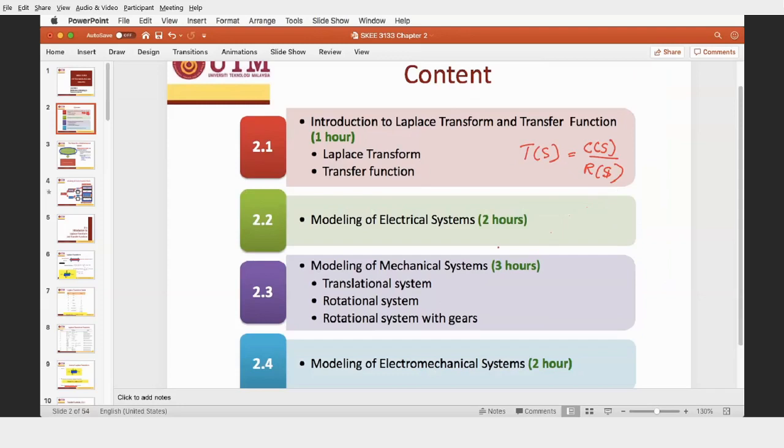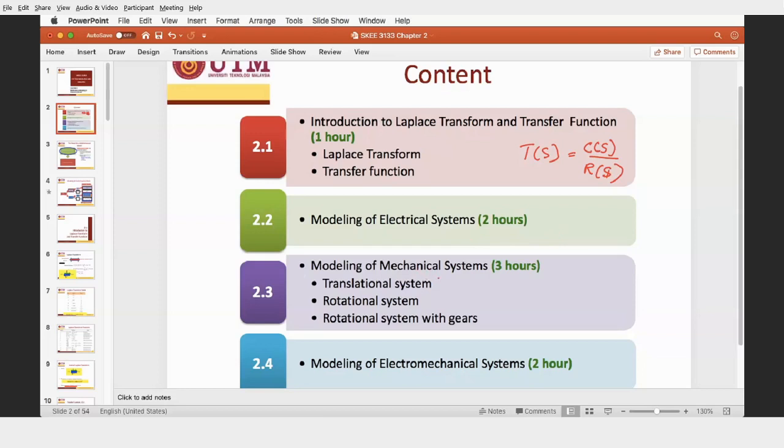Okay, so we have the electrical system. The electrical system here involves three components, R, L, and C. With a combination of the RLC, we try to get the transfer function, for example the output voltage relative to the input supply. We can see it later.